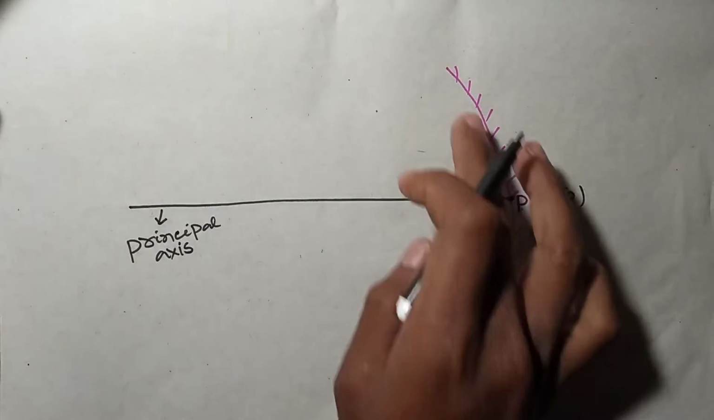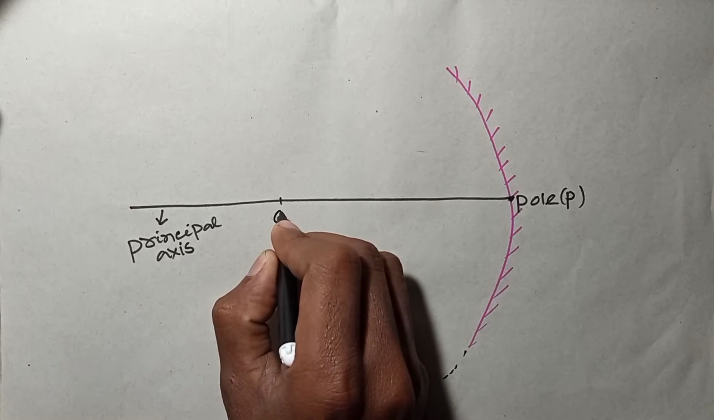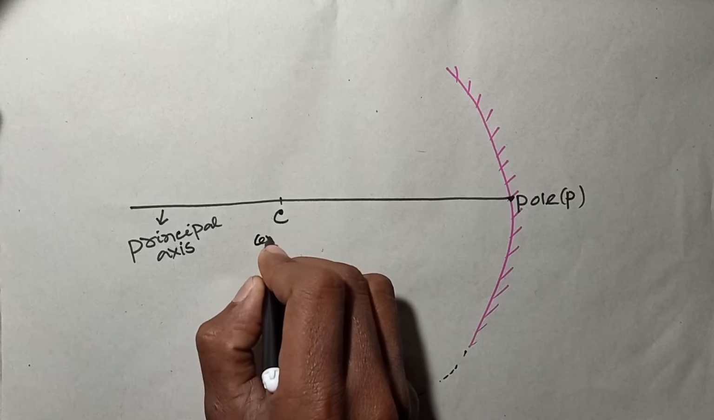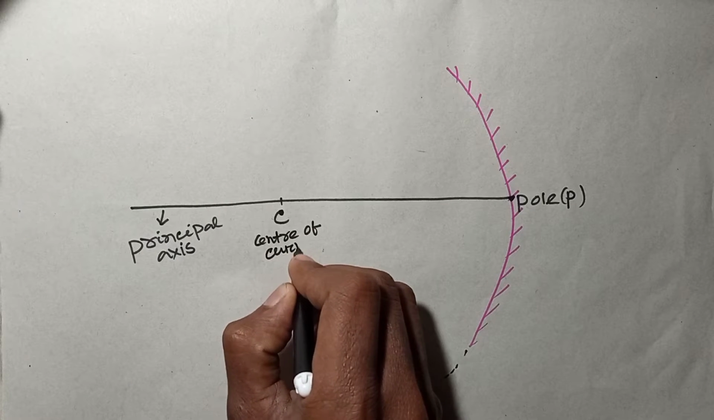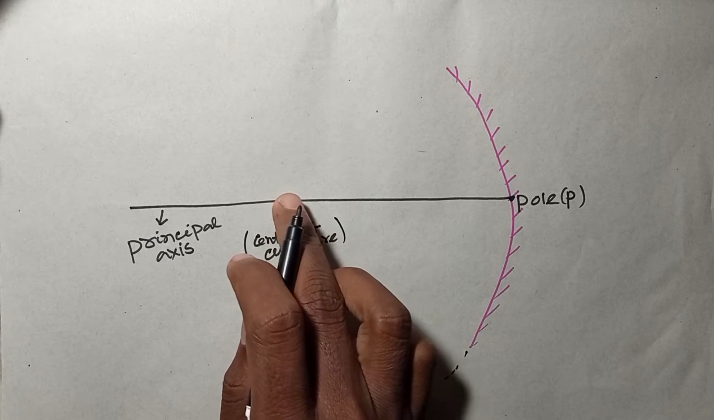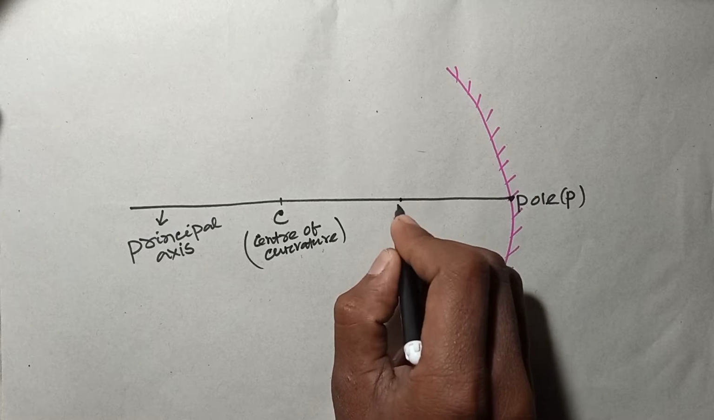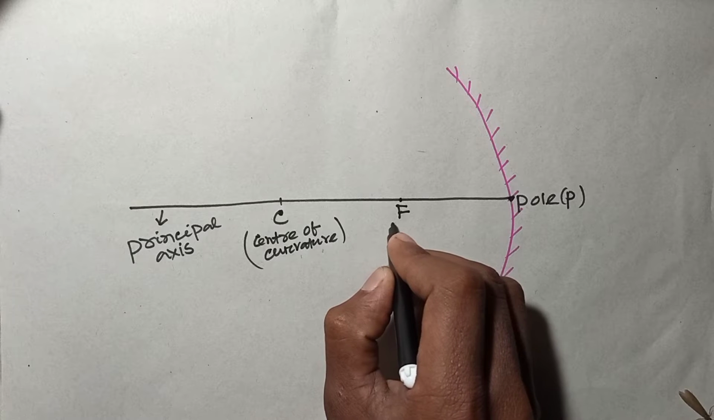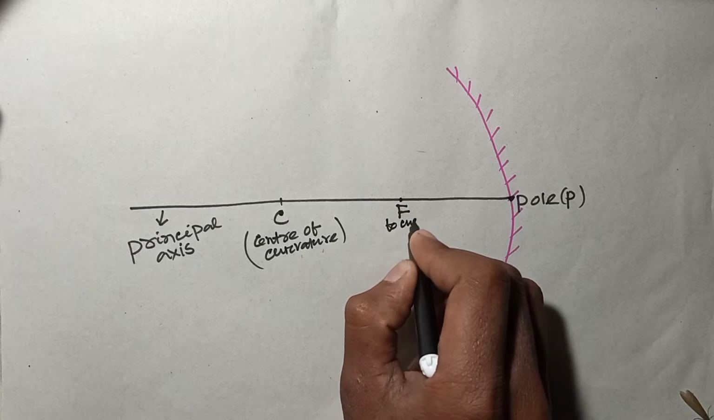Okay, and the center of this sphere is known as your center of curvature, which is denoted by the letter C. Okay, it is the center of curvature. Alright, the midpoint of the line joining center of curvature and pole is known as your focus, which is denoted by the letter capital F. Okay, it is the focus.